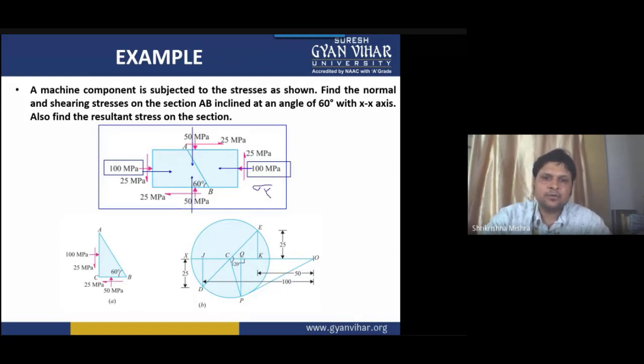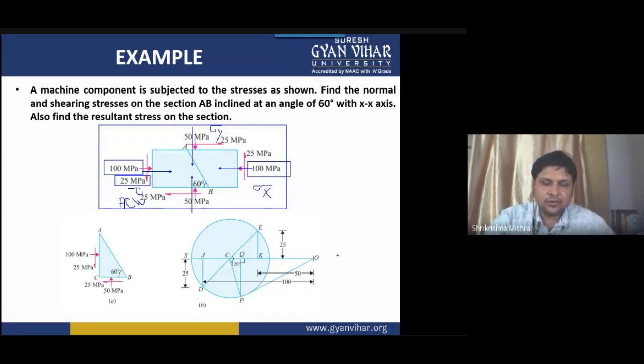Sigma x and sigma y, both are compressive in nature. And also the shear stress tau, its nature is anti-clockwise. All right, so everything has been changed here as compared to the previous question, where the loads were both tensile and the shear stress was clockwise. So we will go with the same steps.